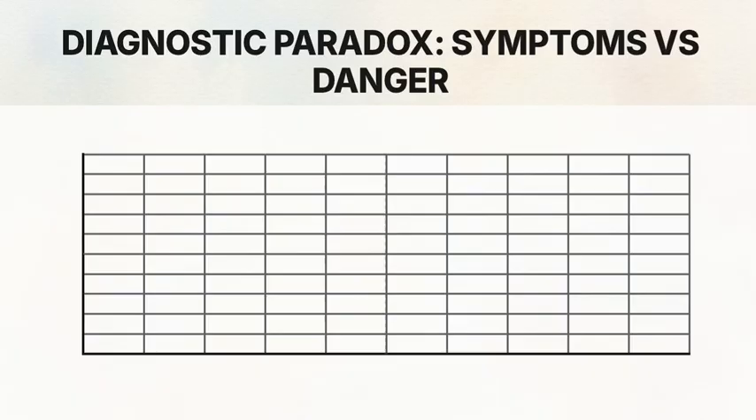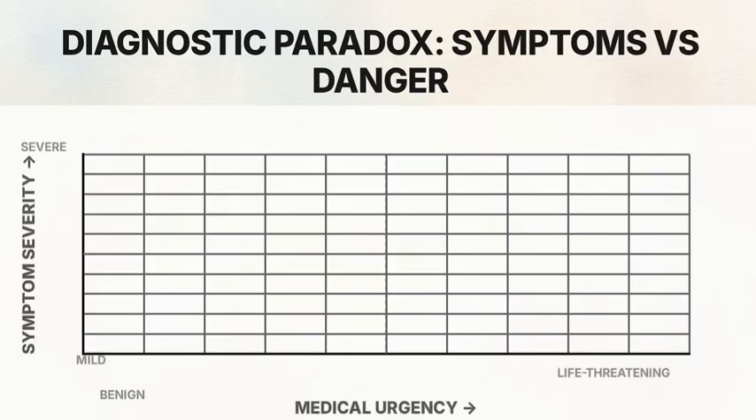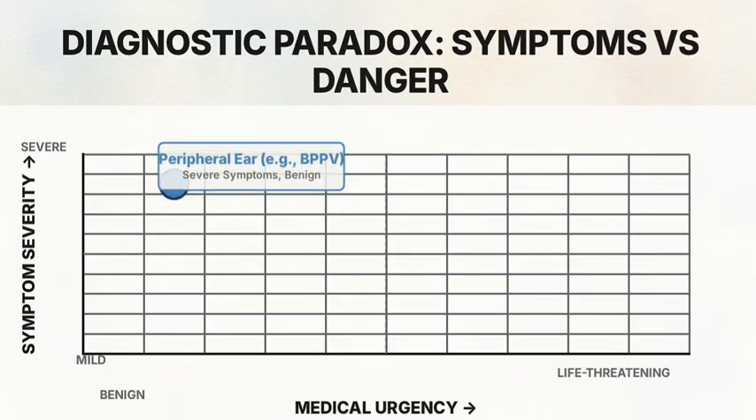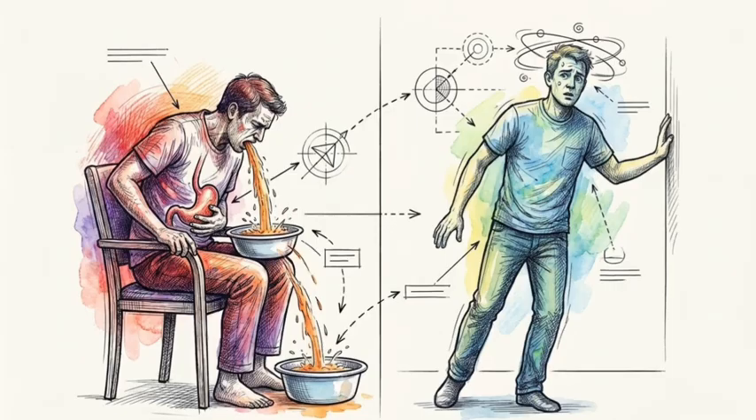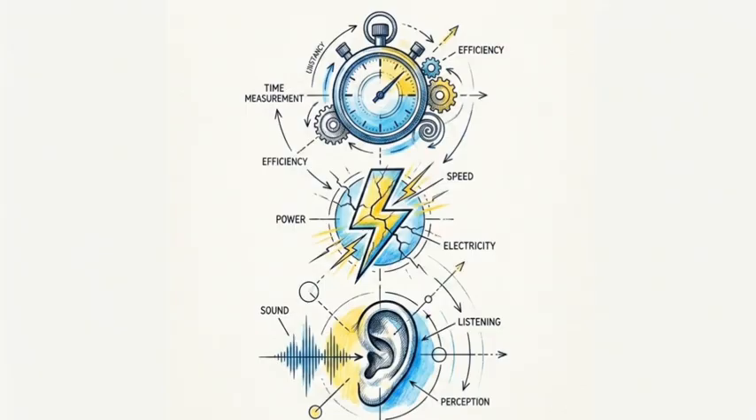We can map out this diagnostic challenge using this 2x2 grid, setting the severity of the patient's symptoms against how medically urgent the condition actually is. Conditions starting in the peripheral ear often present with highly distressing, severe physical symptoms, but they are medically benign. On the other hand, central brain causes, like strokes, can present with variable or even mild physical symptoms, but they are highly life-threatening. Because severe symptoms can easily mask benign conditions, you cannot use how bad the patient feels to gauge their true danger. You have to evaluate the timing, the triggers, and their hearing.